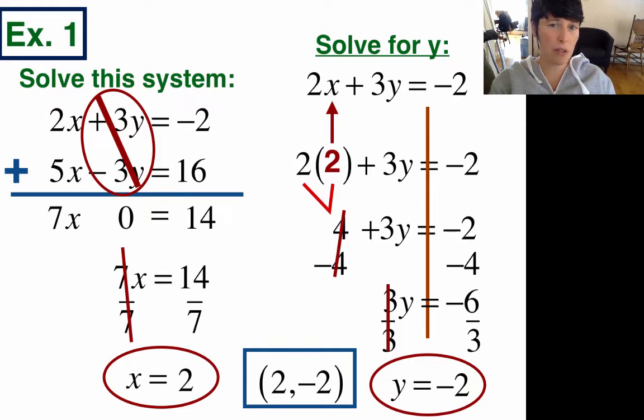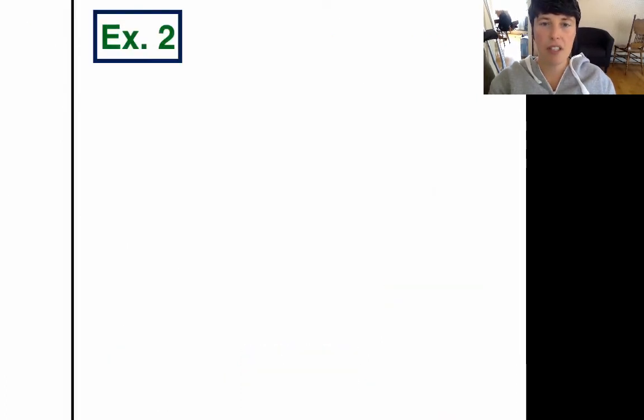Now, this is a pretty cool method. I actually find it a little easier than substitution. Of course, it only works if you have 2 equations in standard form that line up, but it's pretty speedy. So let's try another one. Let's do an example 2, because they don't all look the same, of course.